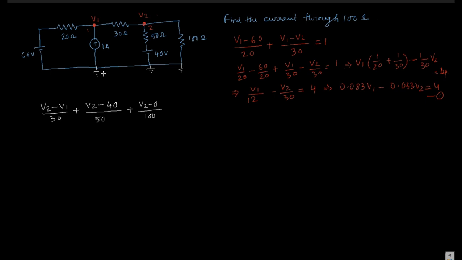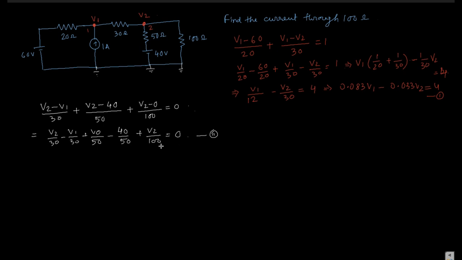So V2 minus 0 by 100 is equal to 0, as there is no current source. So it becomes V2 by 30 minus V1 by 30 plus V2 by 50 minus 40 by 50, that is 4 by 5, plus V2 by 100 is equal to 0. This is equation 2, this is equation 1. Solve it at home and send me the answer.